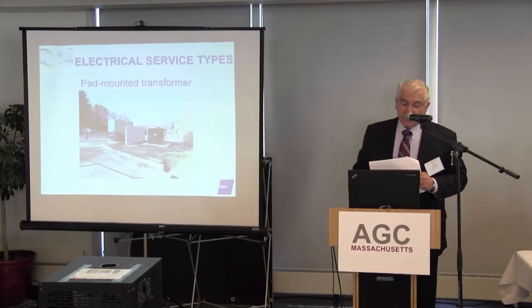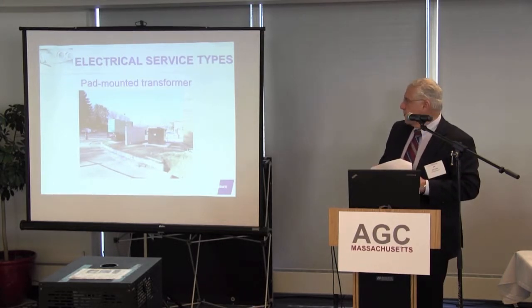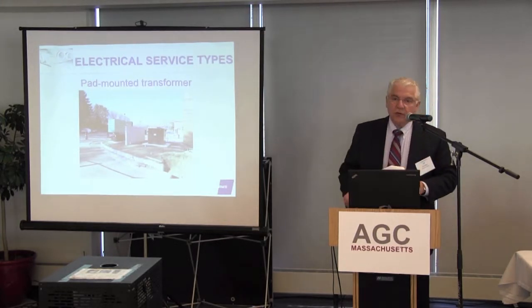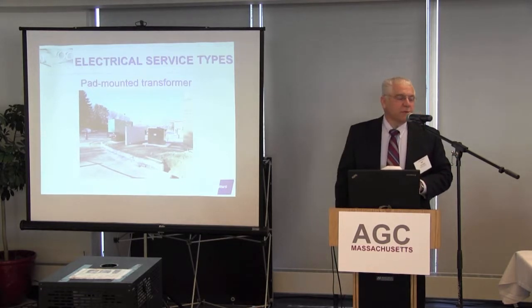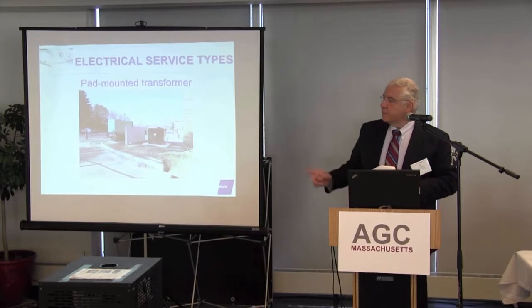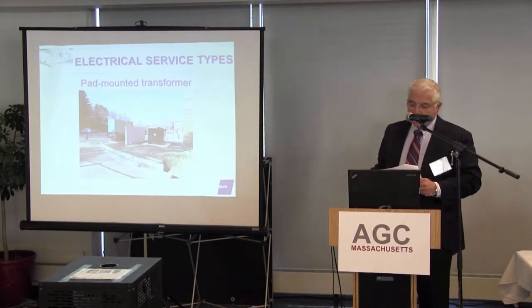There's a picture of a pad-mounted transformer situation. So this particular one was fed underground. It may have risen from a pole, and then the primary feeds the transformer, and then the transformer feeds the building.